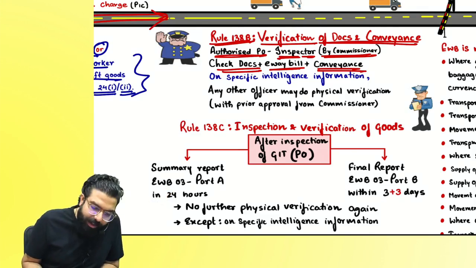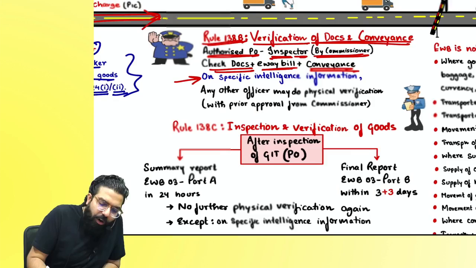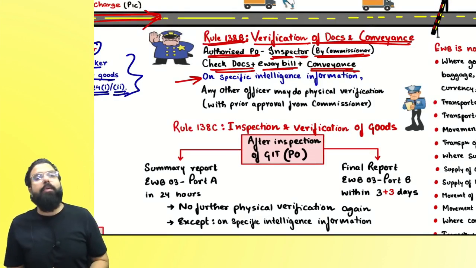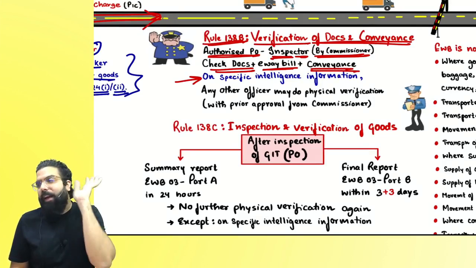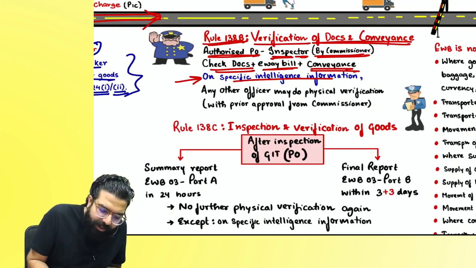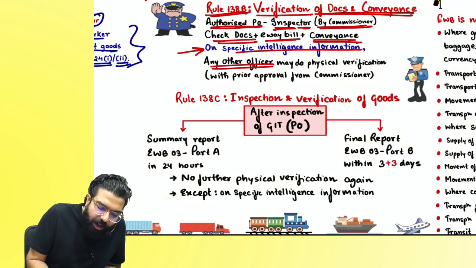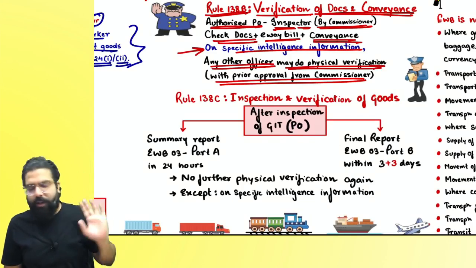Right, everyone? Sir, supposing on the way there is no inspector, then any other officer can also do the checking. Basically, if there is any specific intelligence information, then any other officer may do the physical verification with the prior permission of the commissioner.